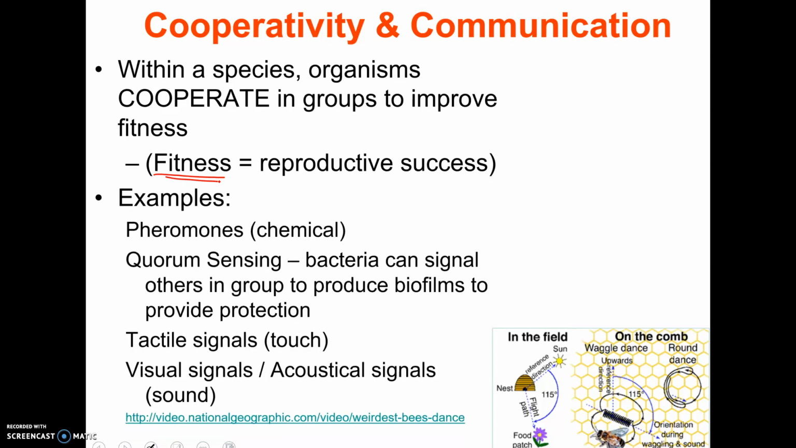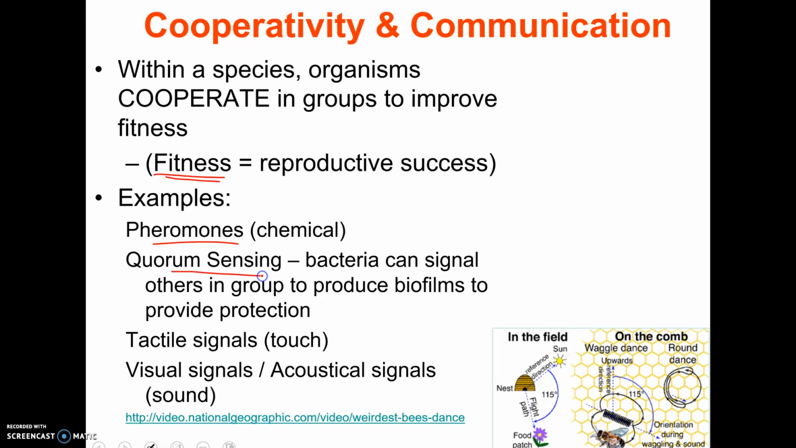And so, some examples of ways that organisms can communicate with one another. One is pheromones. Pheromones are chemicals that are released. They could send a signal to attack, like killer bees, or it could send a signal like a mating signal. Cats in heat will send out pheromones. You can't smell them, but the male cats can, and they know that it's time to mate.